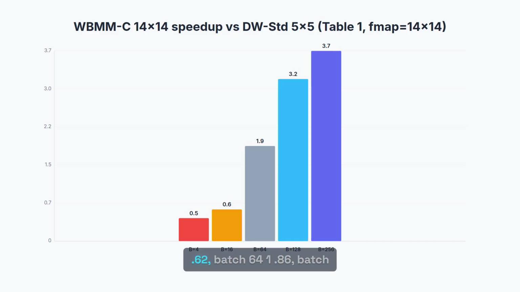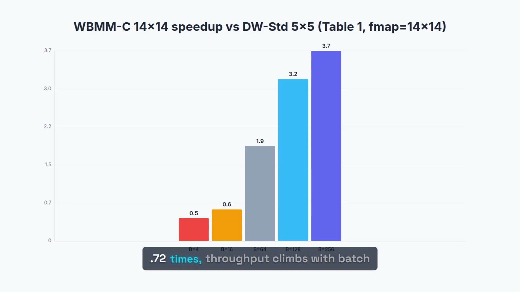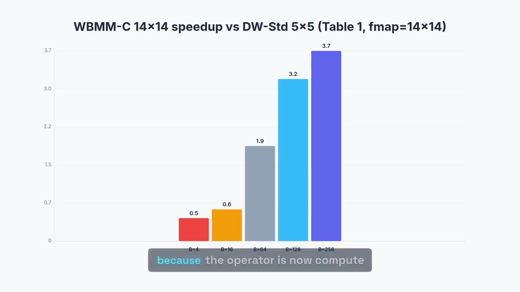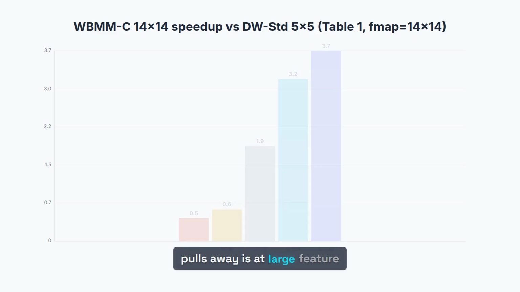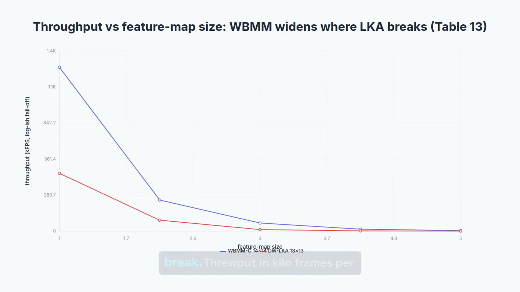Batch 16, 0.62. Batch 64, 1.86. Batch 128, 3.17. Batch 256, 3.72 times. Throughput climbs with batch because the operator is now compute bound, not memory bound. 7.8 times the receptive field, 196 positions versus 25, and faster once batch is at least 16 and the map at least 28. Where Wbmm pulls away is at large feature maps, exactly where the LKA kernels break.